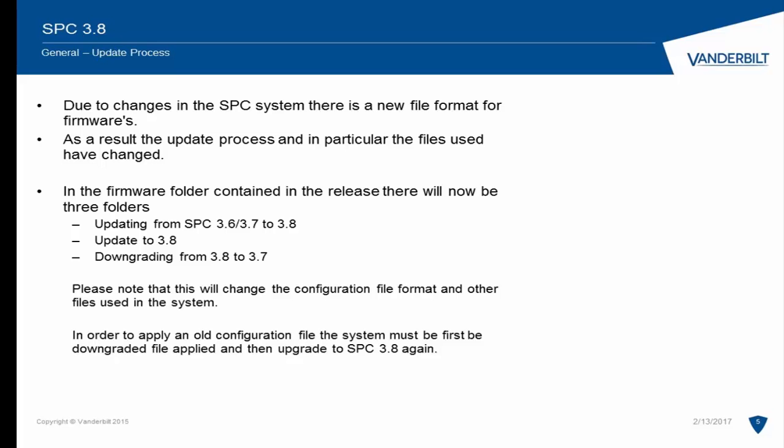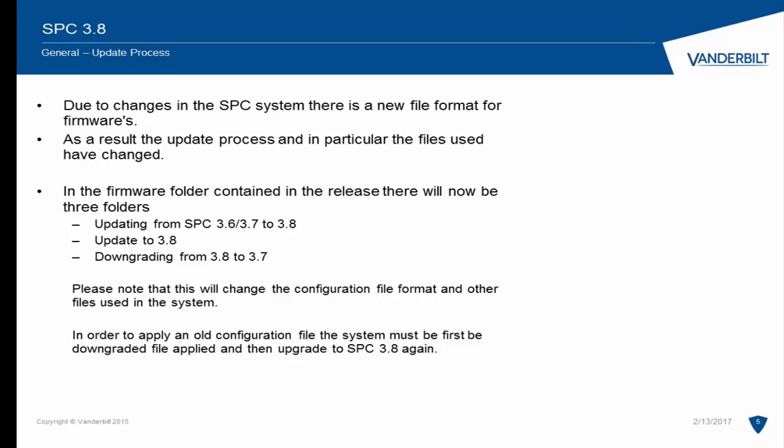In the firmware folders contained in the release, there will be 3 folders. There will be an update from 3.6, 3.7 to the latest 3.8 firmware. If you already have an earlier 3.8 release candidate version, you can now update it to 3.8 release version. You only need the second file. And finally, the third one is the downgrading of the system from 3.8 back to 3.7, because the file formats are different. You have to do a special downgrade back to 3.7 if you require this.